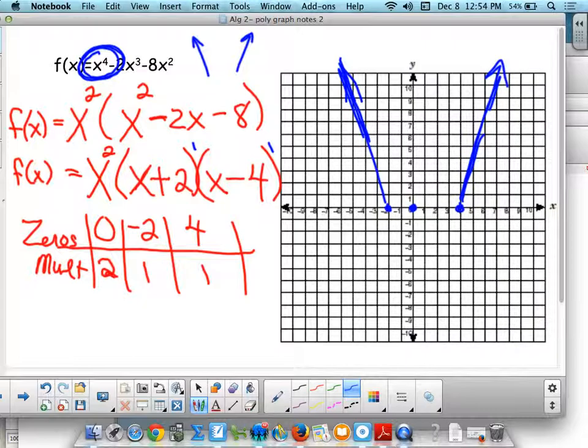Okay, what's it gonna do at negative 2? It's gonna cross. What's it gonna do at 4? Cross. What's it gonna do at 0? It's got a 2 here. It's gonna bounce. So you guys should know it looks like this. Goes through, bounces, then comes back up and goes through. It's gonna look like that.